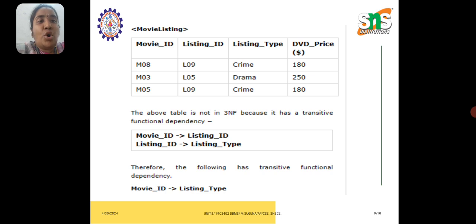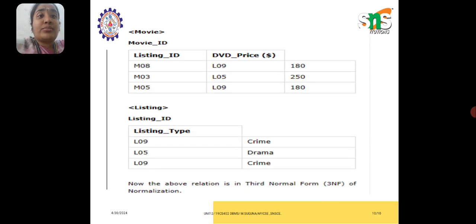The above table is not in 3NF because it has a transitive functional dependency. For example, movie_ID, listing ID, listing type. Therefore, the following has a transitive functional dependency, movie ID for example.